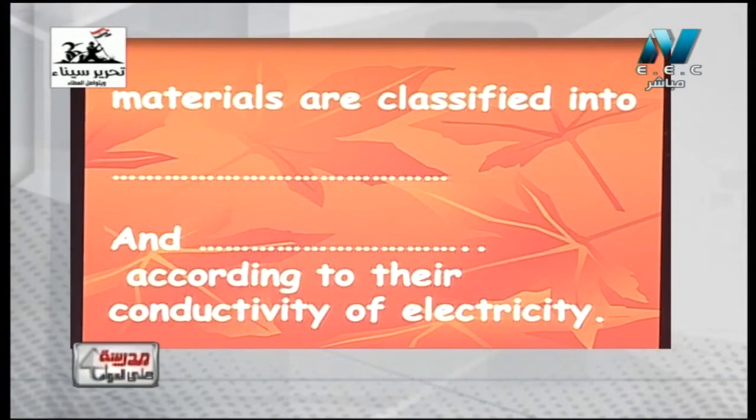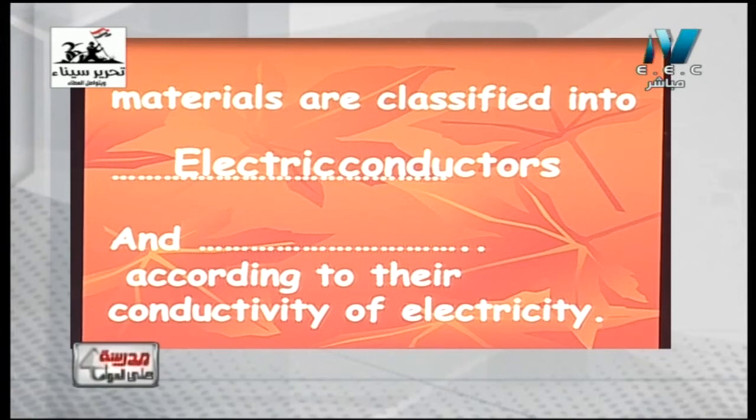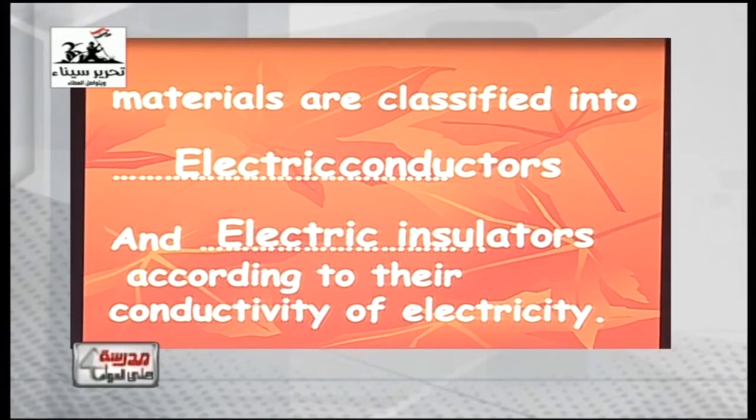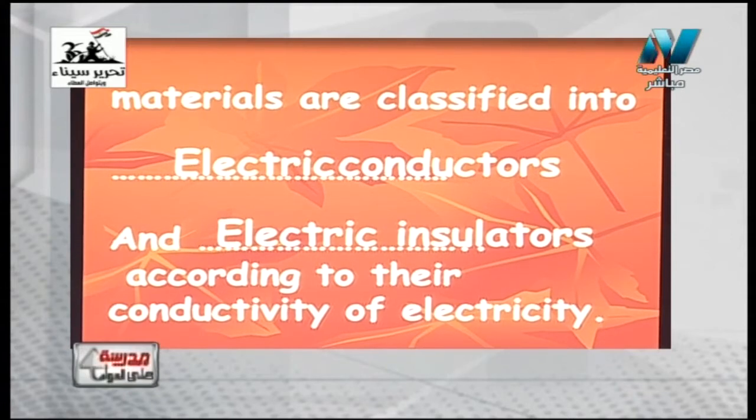Another question says materials are classified into point and point according to their conductivity of electricity. How did we classify materials according to electricity conduction? Surely I can hear excellent people answer this question: electric conductors and also electric insulators. Again, materials are classified into electric conductors and electric insulators according to their conductivity of electricity.